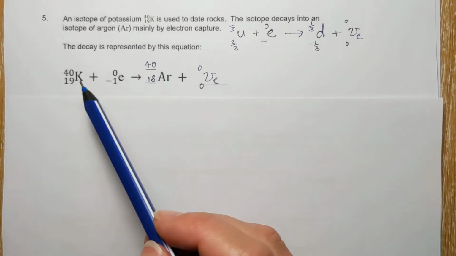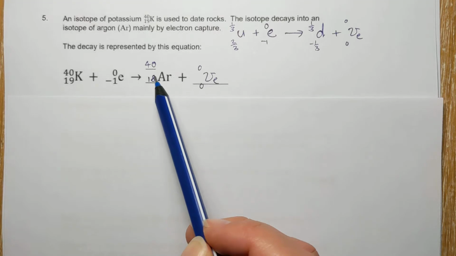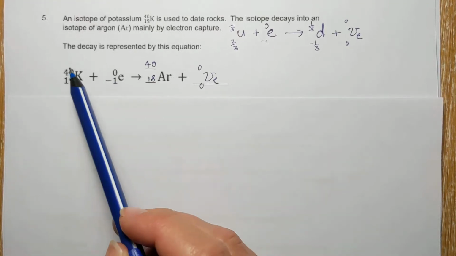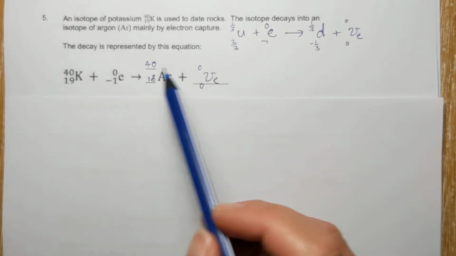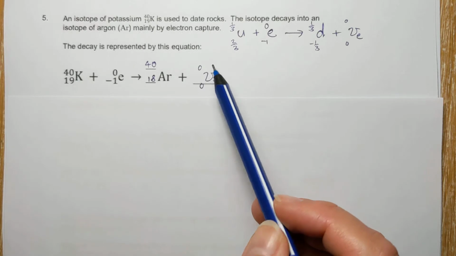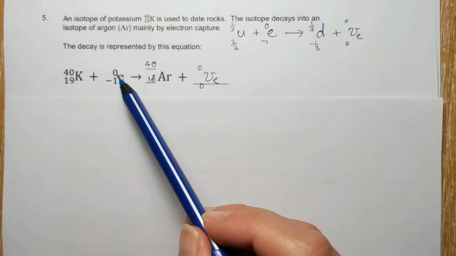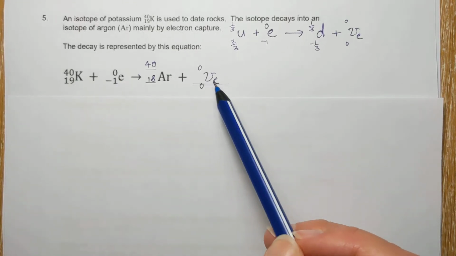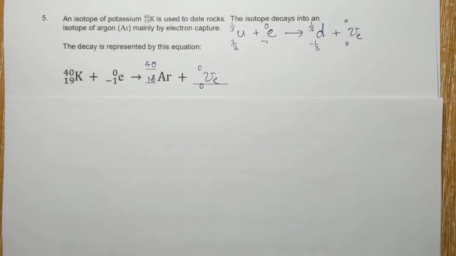So I've got a proton turning into a neutron, so the number of protons is going to go down one, but the number of nucleons is going to stay the same. And then by charge conservation, I need a 0 there. By baryon conservation, I need a 0 there. And then by lepton conservation, that's a lepton, so this also needs to be a lepton. So it's the neutrino, not the antineutrino.